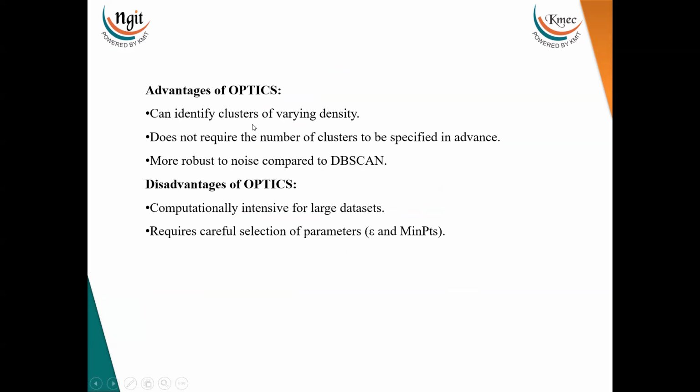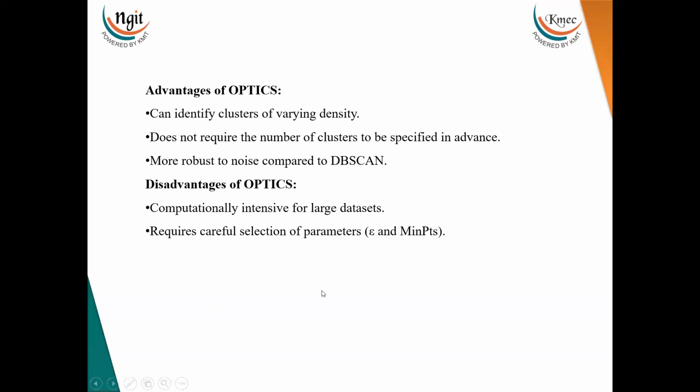We know that DBSCAN cannot be used for varying density. OPTICS can identify clusters with varying density, and we need not specify how many clusters are required. Compared to DBSCAN, using OPTICS we can find more noise points. And if we choose a larger data set, the computation will be very complex.